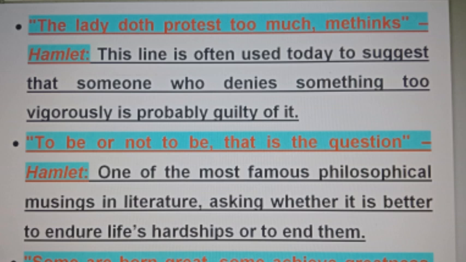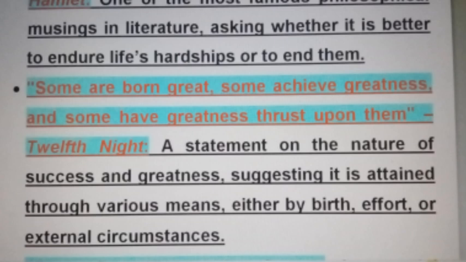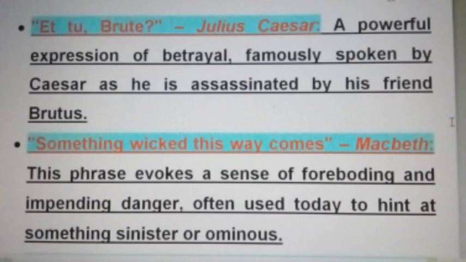The next expression, to be or not to be, that is the question. It is from Hamlet, one of the most famous philosophical musings in literature, asking whether it is better to endure life's hardships or to end them. The next line, some are born great, some achieve greatness, and some have greatness thrust upon them, a line from Twelfth Night. It is a statement on the nature of success and greatness, suggesting it is attained through various means, either by birth, effort, or external circumstances.